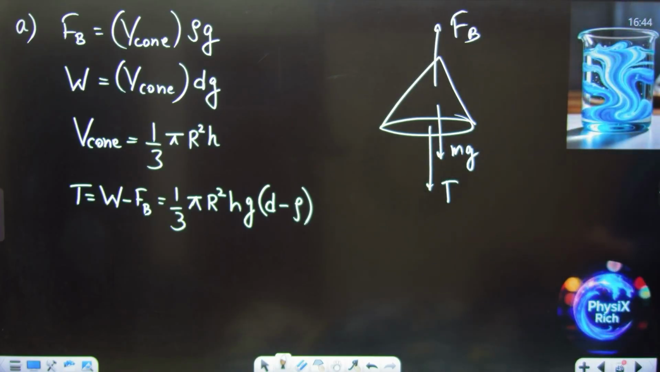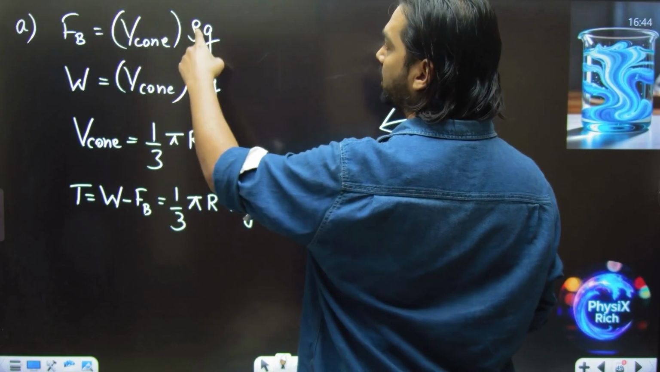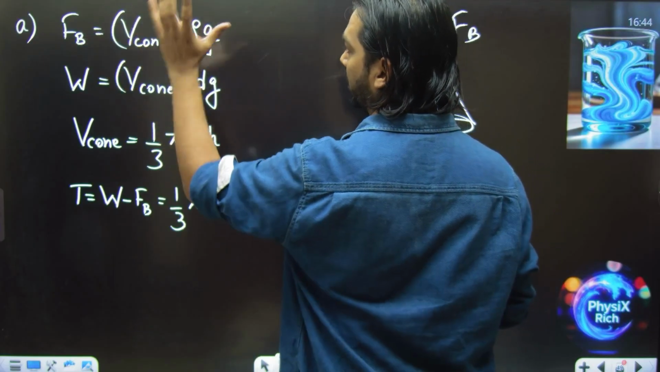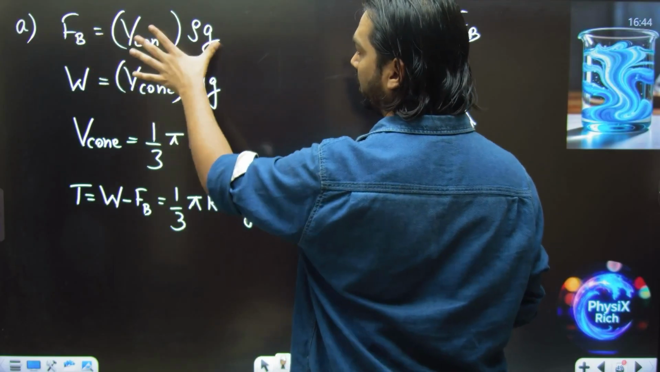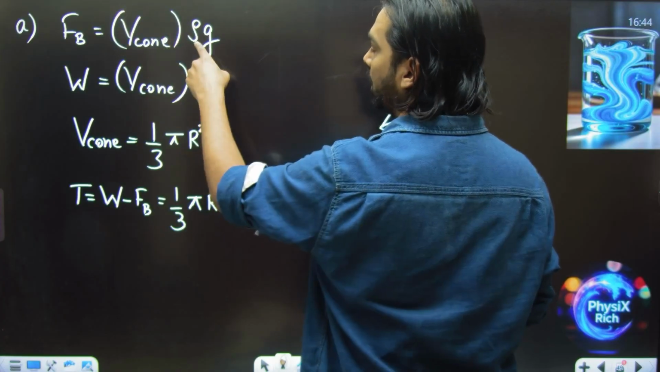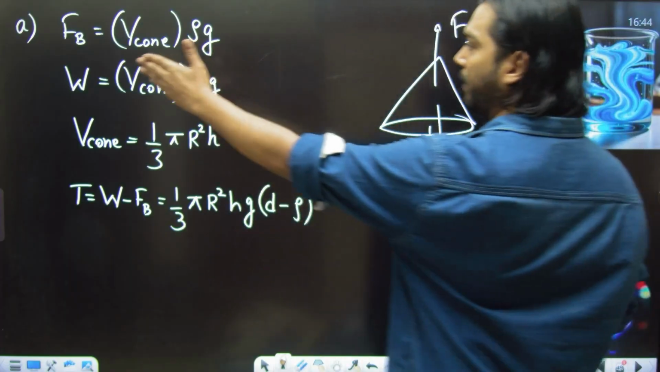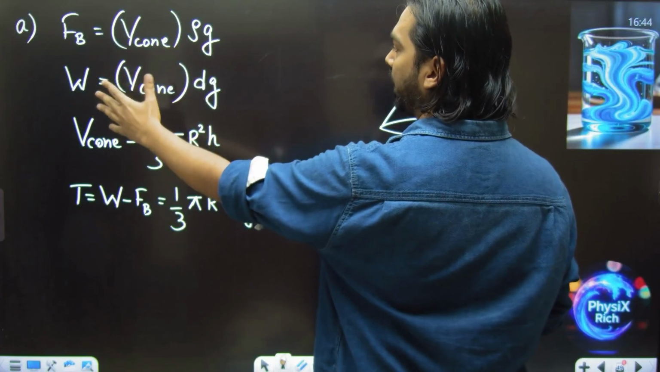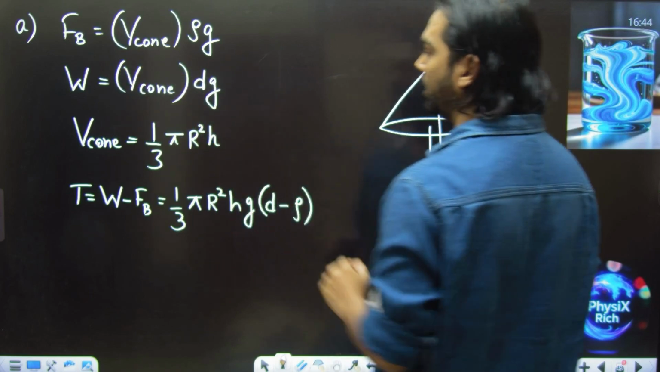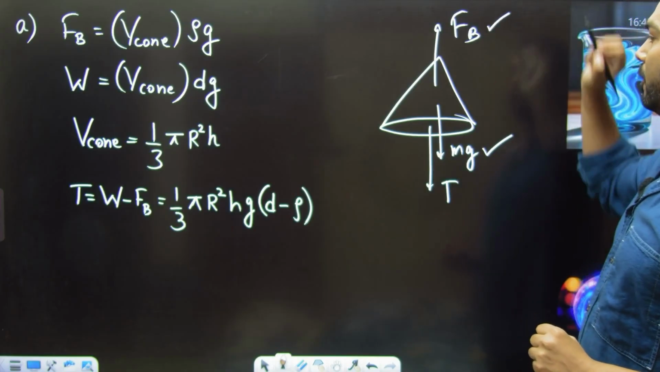So what is the buoyant force? The buoyant force will be the volume of the cone, because it is fully submerged, times the density of water times g, because the buoyant force is equal to the weight of the displaced water. What is the weight of the cone? The weight of the cone is its own volume times its own density times g. Okay, so we have found mg, and we have found FB.